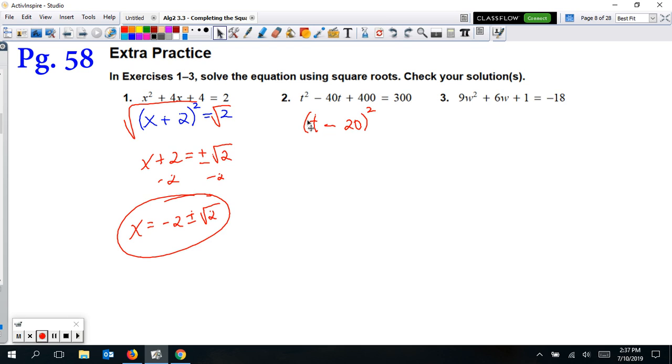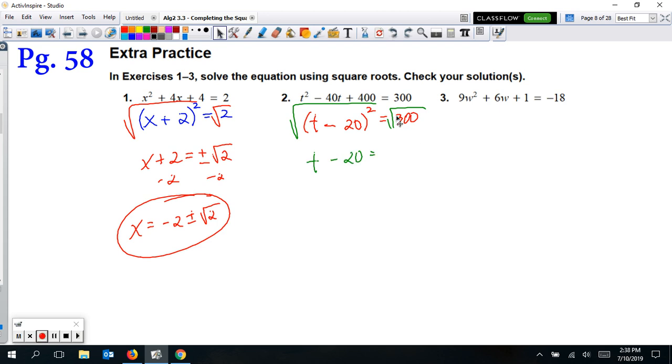So we can then factor it to t minus 20. 20 is that special number that goes in here. And it's a minus sign this time because the 40 is negative. And it's going to equal 300. And we want to take the square root of both sides to get rid of this square here. And so when we do that, we're going to have our t minus 20 come out by itself.